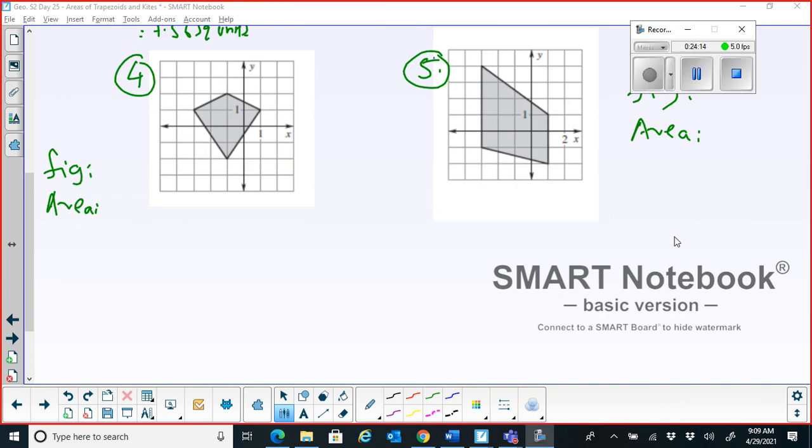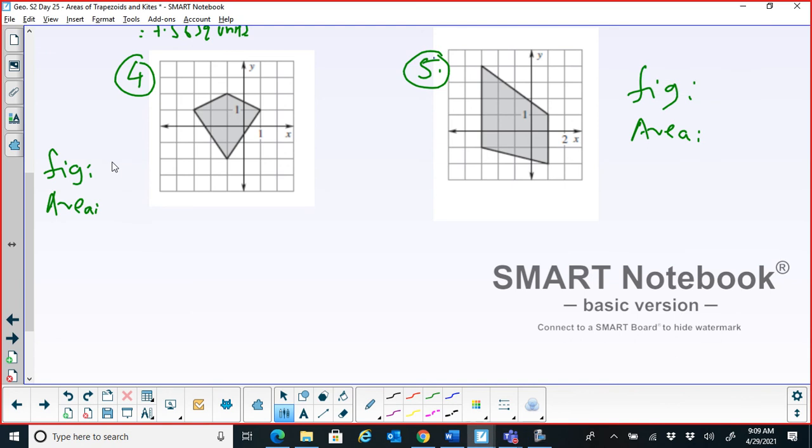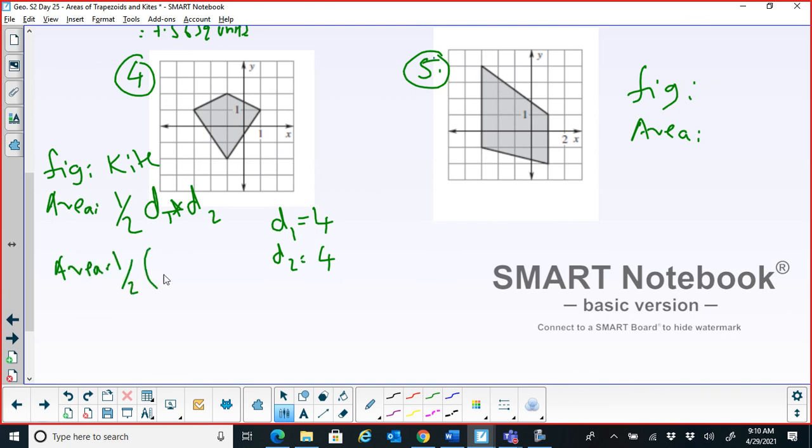So this was our kite. The formula is half of diagonal 1 times diagonal 2. Each of them is 1 unit, so 1, 2, 3, 4. So diagonal 1 is 4 units. Let's see diagonal 2, which is 1, 2, 3, 4 units. Substitute in the formula: half of diagonal 1 times diagonal 2, which is nothing but 8 square units.